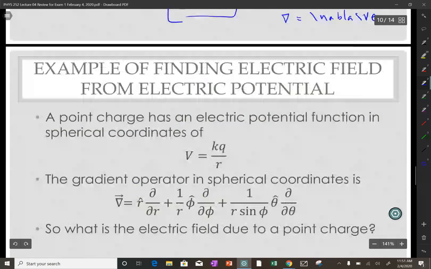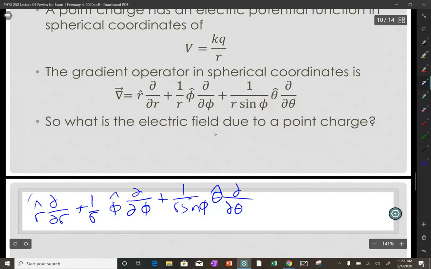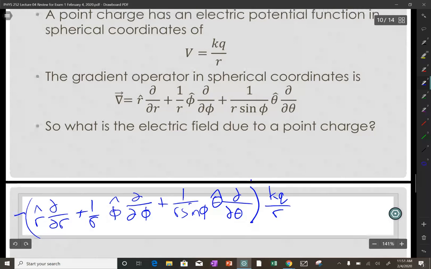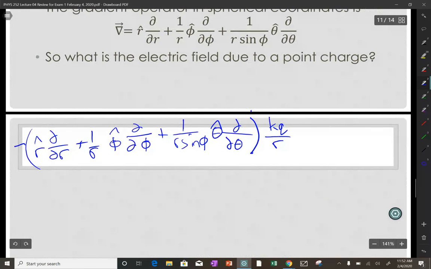And so I take parentheses around that whole thing and multiply it by KQ over r. And then there's one more thing, my sign out front, right, because it's the negative gradient. Yep. Okay. So then let's see.